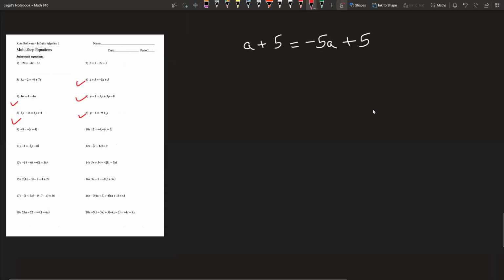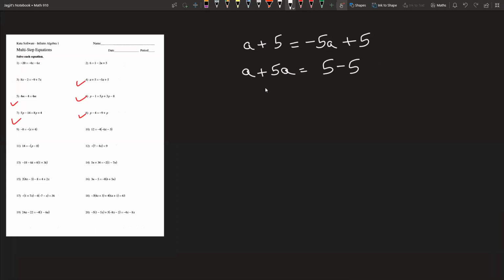Let's have a look at these questions, guys. The first one is a plus 5 is equal to minus 5a plus 5. First thing, we need to bring all the a terms together, okay? So what I would do is, you see this is minus 5a. I'm going to move it to the other side. So that will become plus 5a. Now this is 5, plus 5 goes to the other side, becomes minus 5.